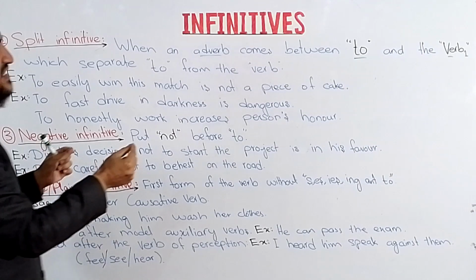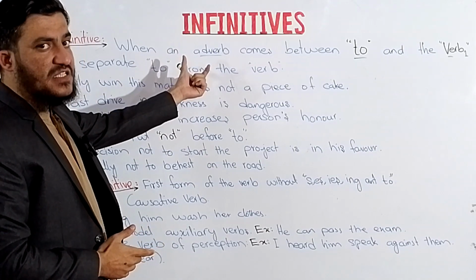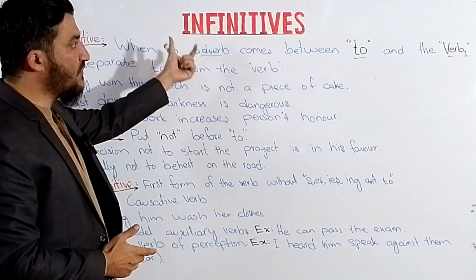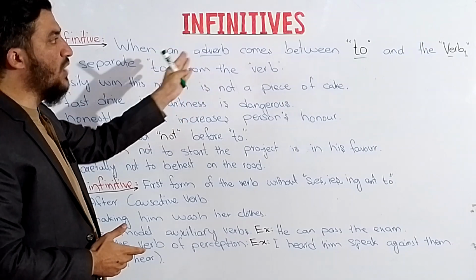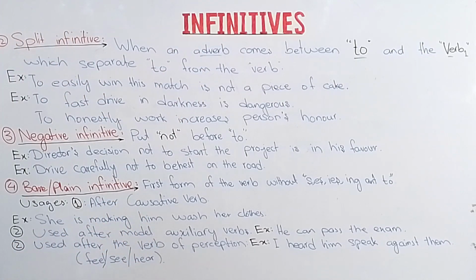मतलब जब टू और फर्स्ट फॉर्म ऑफ द वर्ब को दरमियान से सेपरेट किया जाता है और उनके दरमियान एडवर्ब का इस्तेमाल होता है, ठीक है, मतलब adverb comes in between to and the first form of the verb, it is called as the split infinitive.